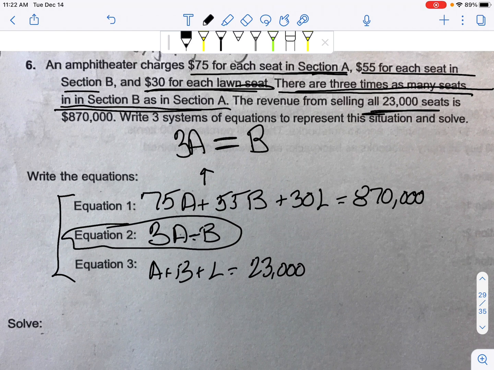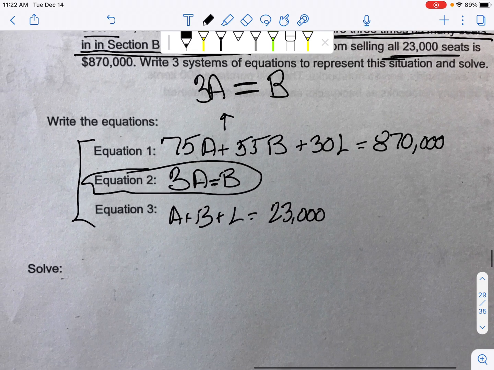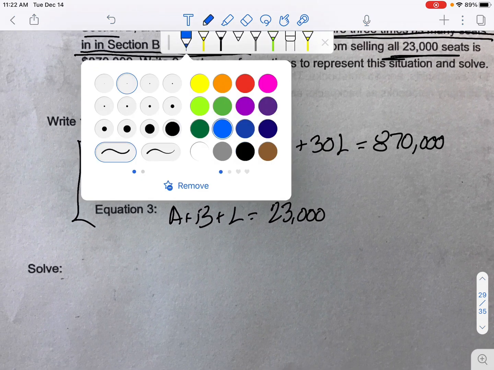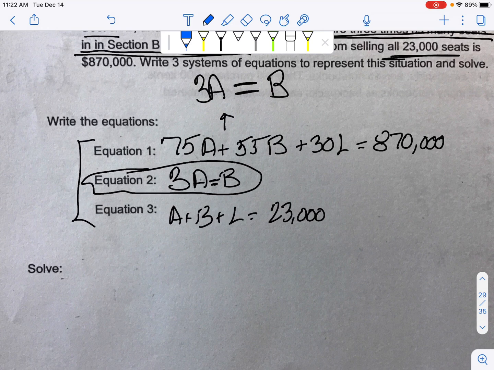A little bit trickier than the last one with how equation 2 is set up. But those are our 3 equations, and we would look at solving this similar to how we did the last one, where we know that B is equal to 3A. So every time we see B, we are plugging 3A in. Then we would have two equations with two variables. We would need to eliminate a variable and then solve for the one that is left.